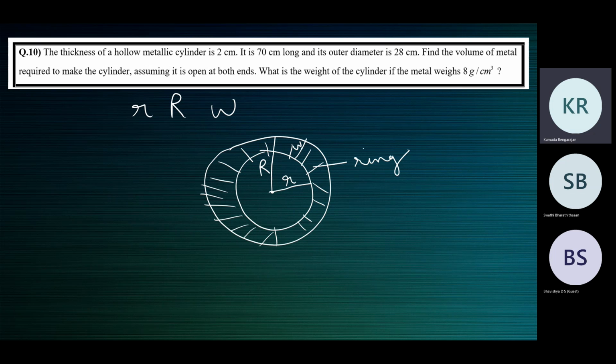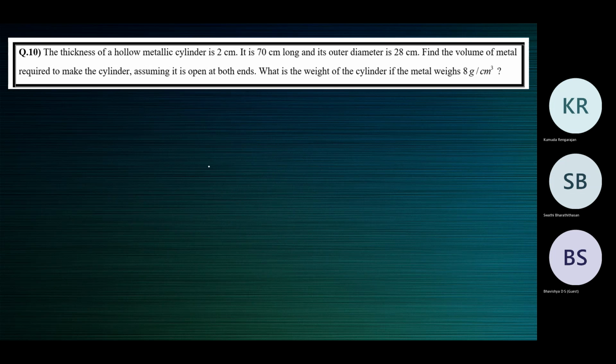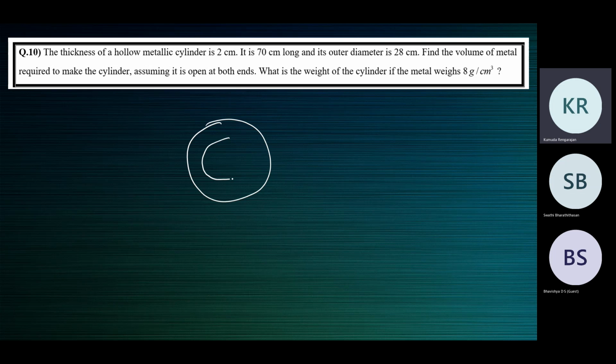The thickness of the material. Now we are talking about a hollow cylinder. So the cylinder is made of some material. That material is thick. The thickness of the material is the external radius minus the internal radius. And the thickness is given by the letter W. This is the thickness of the material.